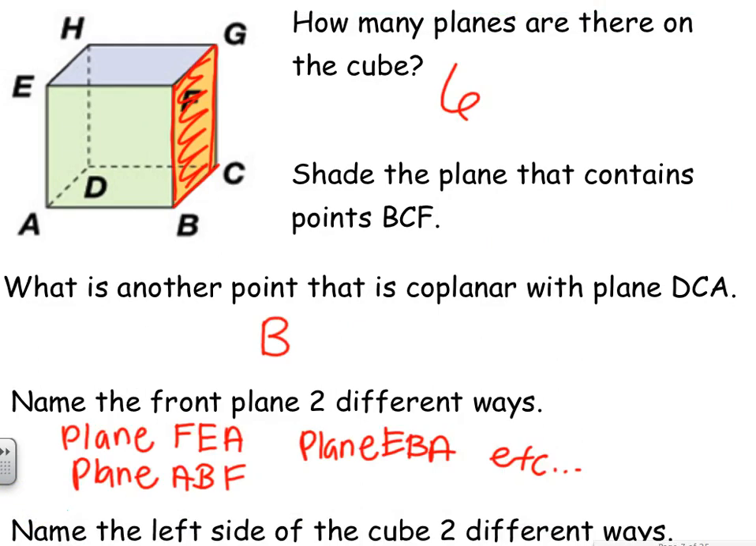Talking about a cube, when it asks how many planes there are, it's asking how many sides there are. So you have a bottom, a top, a left, a right, a front, and a back. So there are 6 parts of a cube, so 6 planes.